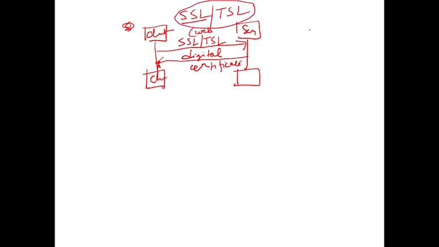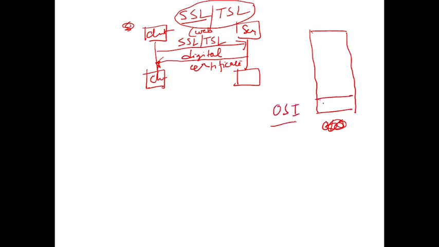These two services are available in the presentation layer of the OSI architecture. You remember the OSI architecture, students? Open Systems Interconnection. The base was the physical layer and the top was the application layer. After that you have the presentation layer, right? TLS and SSL reside here in the presentation layer.